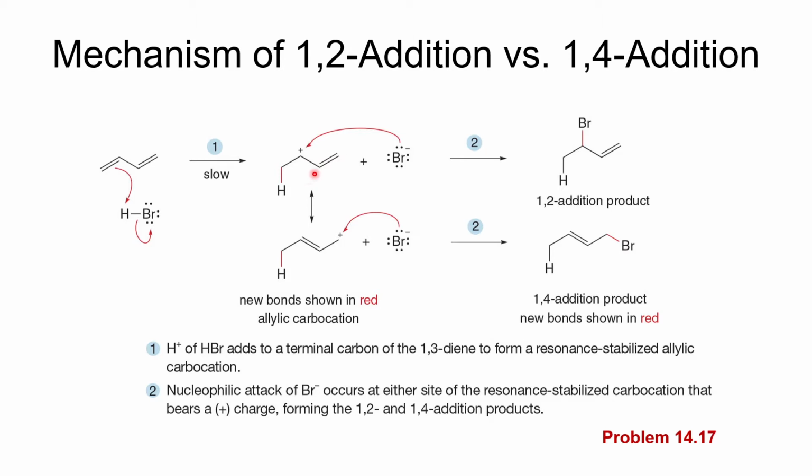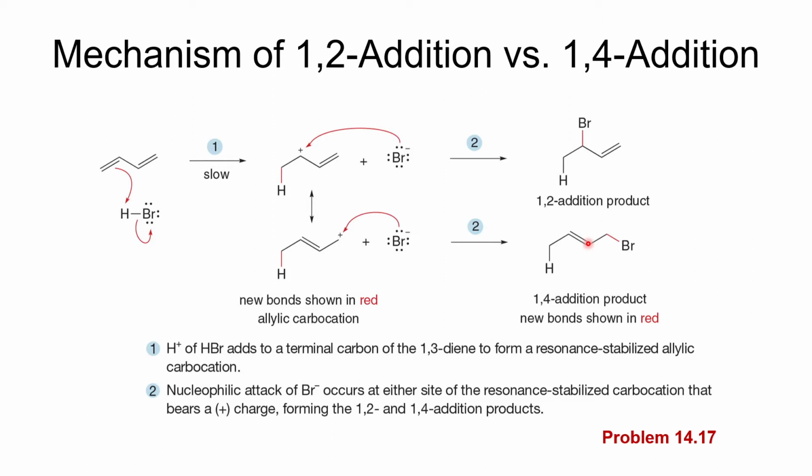This allylic carbocation actually has two resonance structures. One resonance structure has the positive charge on carbon 2, and the other has the positive charge on carbon 4. In reality, the hybrid structure has a partial positive on carbon 2 and a partial positive on carbon 4. So the bromide can react with carbon 2, and in that case, it gives the 1,2 addition product. If the bromide reacts with carbon 4, it gives the 1,4 addition product. So both of those products will form.